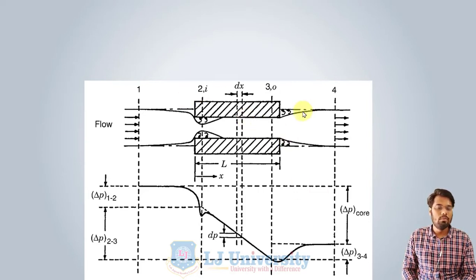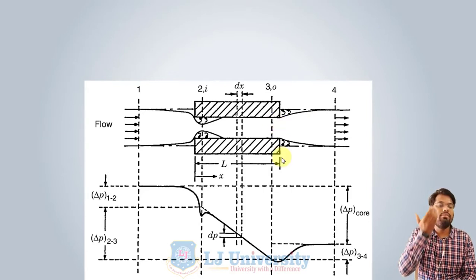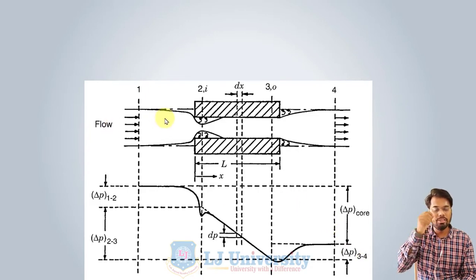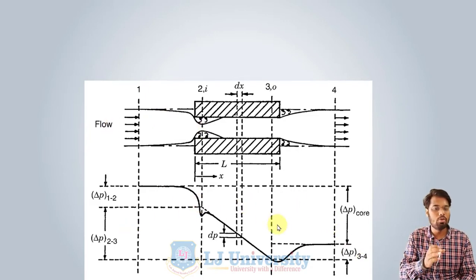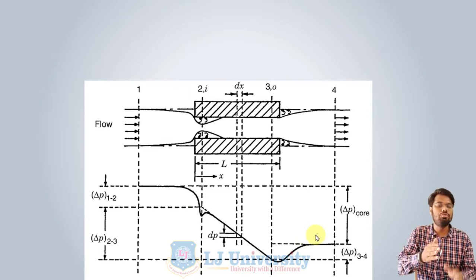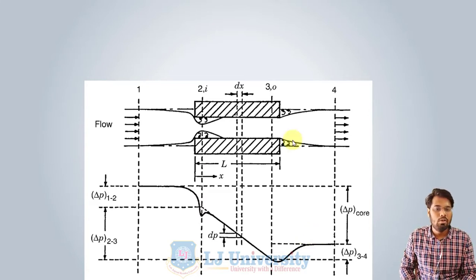Now at 3 to 4 the fluid is going to face a sudden expansion. So again there is a pressure rise. So delta P 3 to 4 is a pressure rise. At 1 to 2 there is a pressure drop, at 2 to 3 again a pressure drop, and at 3 to 4 the pressure is going to rise due to sudden expansion. Okay, so this is the plate type heat exchanger where fluid is flowing between the plates.